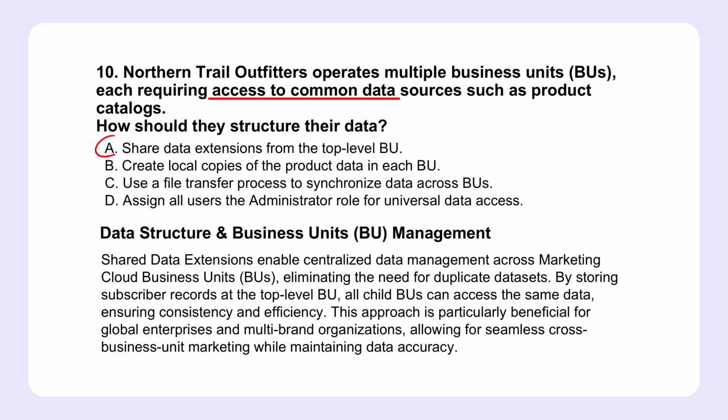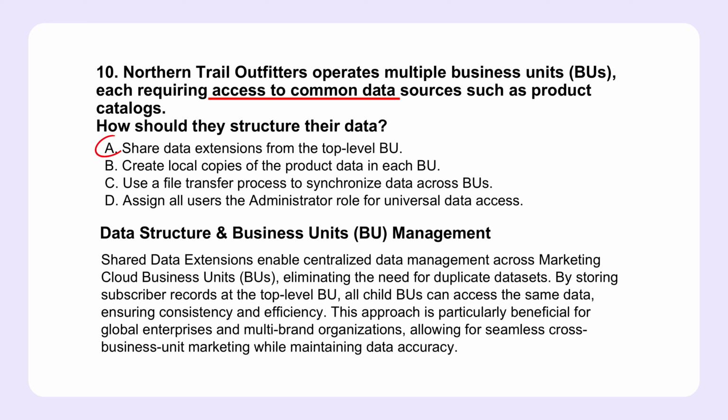When you share data extensions from that top-level business unit, you're creating a centralized place to manage that common data that everyone needs access to. You don't have to create and maintain separate copies of the same data in each individual business unit, which can easily lead to inconsistencies and a whole lot of extra work. So when you share a data extension, all the child business units can access and use that data, assuming you've set the right permissions, of course. That way, everyone's working with the same up-to-date information.